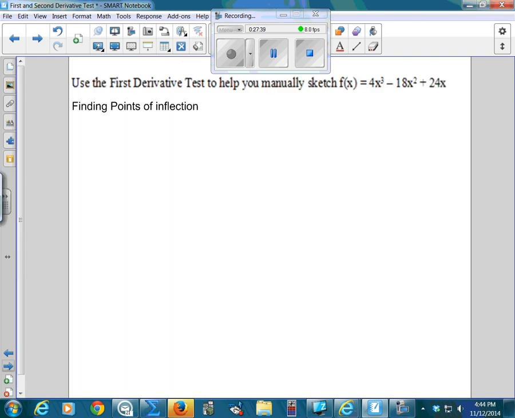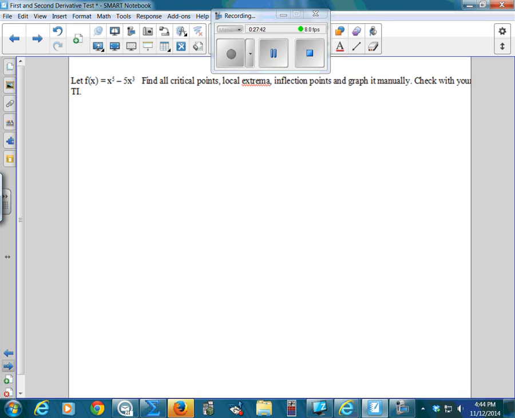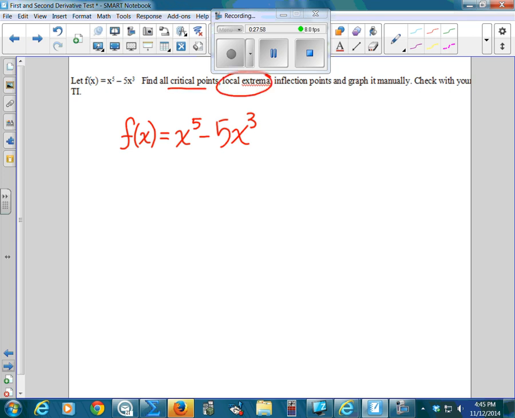So together with your partner, I'd like you to work this one, x to the fifth minus 5x cubed. I would like you to find first critical points, show a test for local extrema and inflection points, and graph it manually. You can then check with your TI, and if I get a chance, I'll give you a copy of the key for that problem.